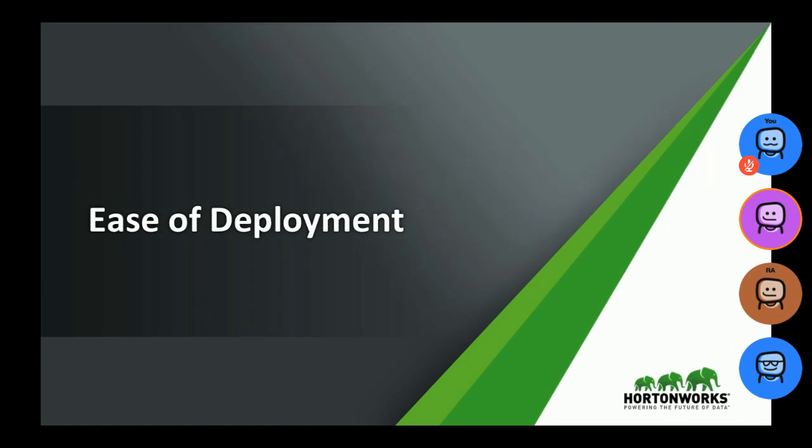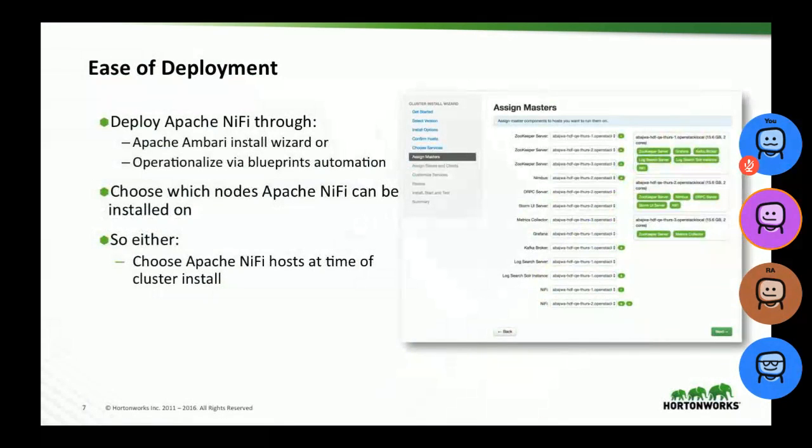All right. So first, let's look at how Apache Ambari makes it easier to deploy NiFi in a clustered mode. So through Ambari, what you can do is deploy Apache NiFi through either the standard Ambari install wizard. If you've ever used Ambari, that's probably what you've been using. Or on the other side, you can also operationalize that through Blueprints automation. So specifically in the demos today, we're going to be going through the Ambari install wizard, but there'll be links out to try it out through the Blueprints as well.